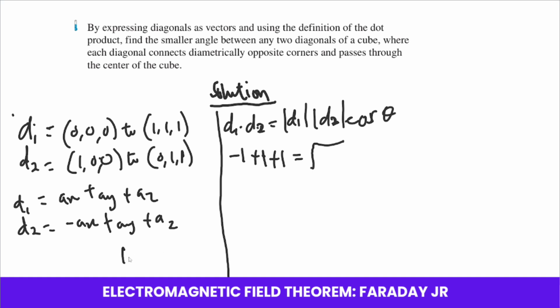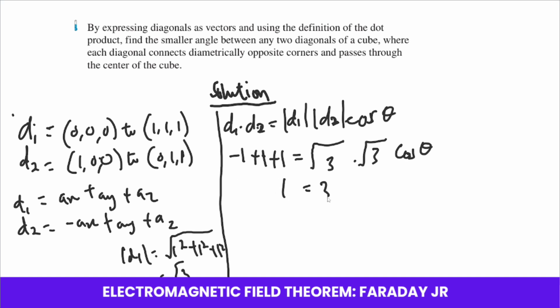So the dot product is equal to 1. The magnitude of D1 is going to be 1 squared plus 1 squared plus 1 squared, which is equal to root of 3. Hence, root of 3 multiplying root of 3, same for D2, times cos theta. Now, we have 1 is equal to 3 cos theta. So our theta is equal to cos inverse of 1 on 3.